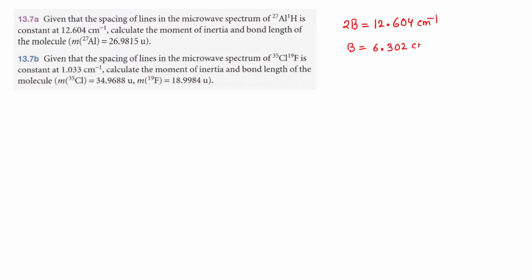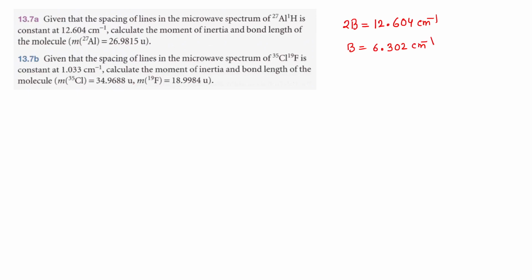6.302. And the rest of the thing follows as we have done earlier. What else is given? The extra information given is that we need to calculate the moment of inertia and bond length like the previous case. The atomic mass unit, a little bit clear. If it would not have been given, we would have taken 27, right? As it is given 26.9815 atomic mass unit, that's why we have to take 26.9815.